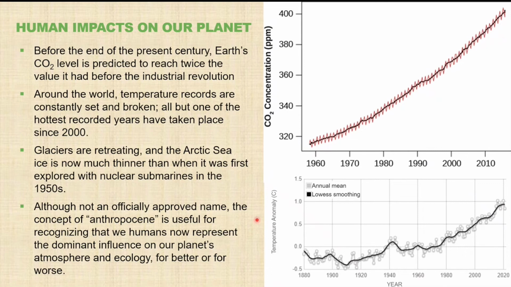Another bad thing, when temperature rises, most of our water during winter is stored in the form of ice and snow in our polar caps. If our polar caps start to melt, our sea level can rise by 10 meters, more than 10 meters, which will sink most of our islands and all of our coastal cities.